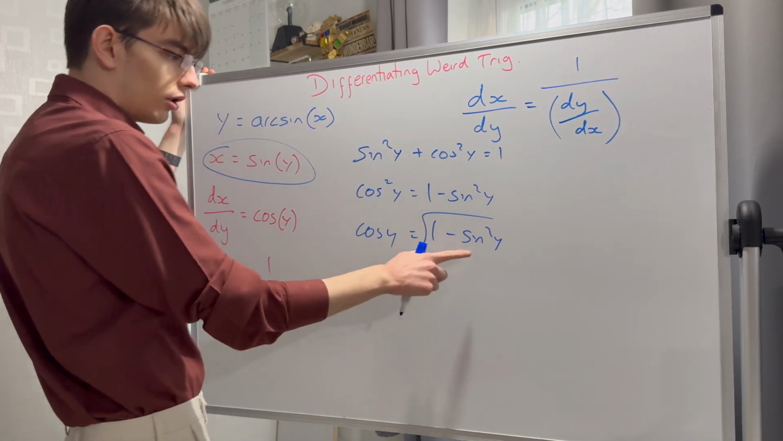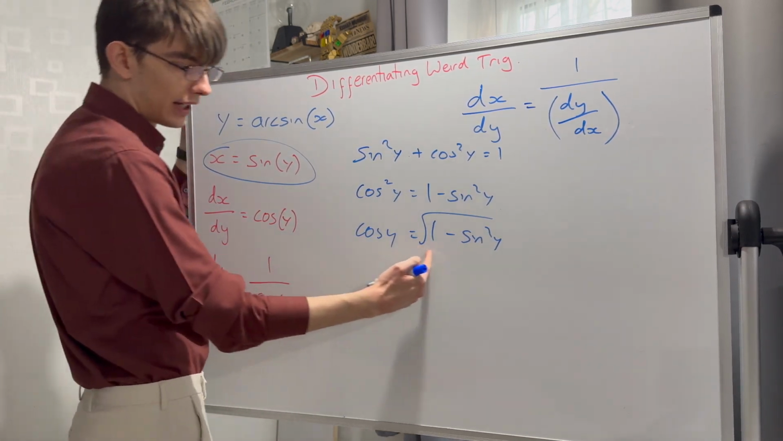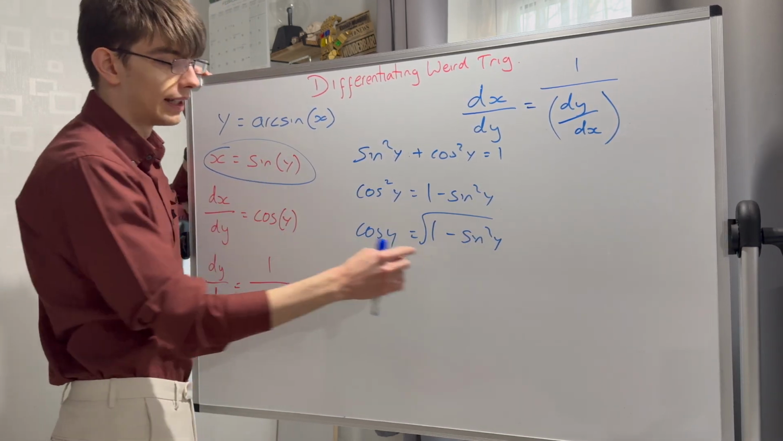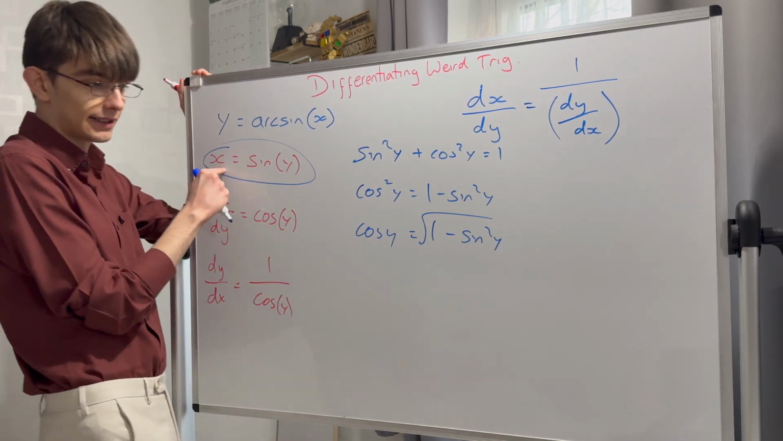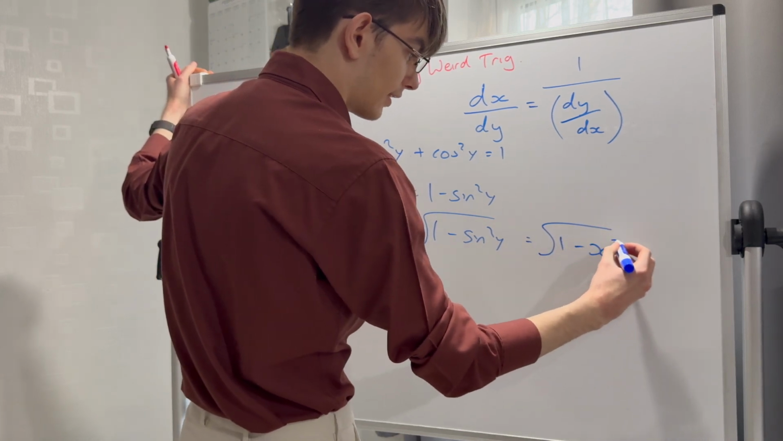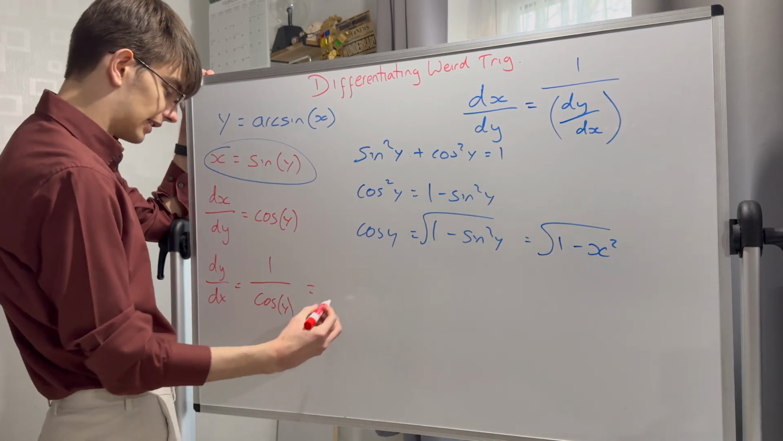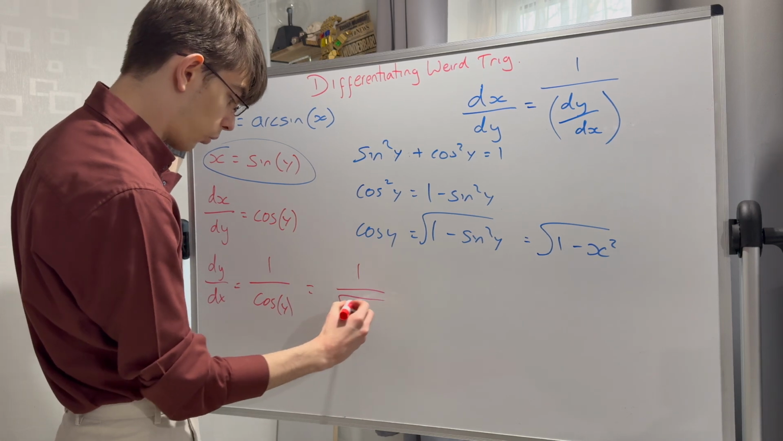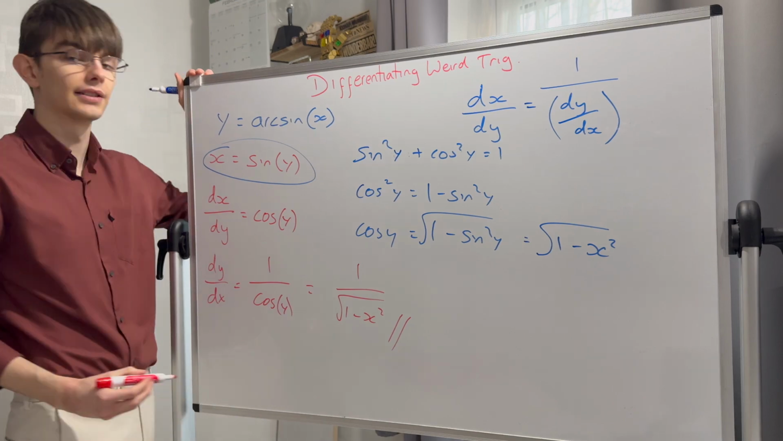Now, I've got my cos y, so I know that dy by dx is 1 divided by this, but it's still got a y in it. But luckily, I know what sine y is, and sine y is x. So if I replace sine of y with x, I get 1 minus x squared is equal to cos, and if I put that into this equation, I get that my final derivative for arcsine is 1 divided by the square root of 1 minus x squared.